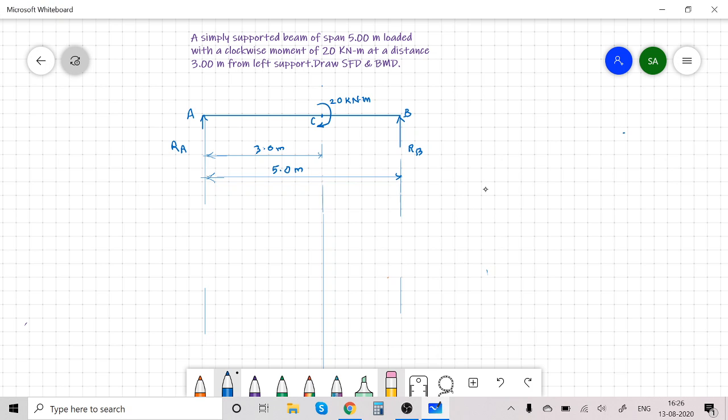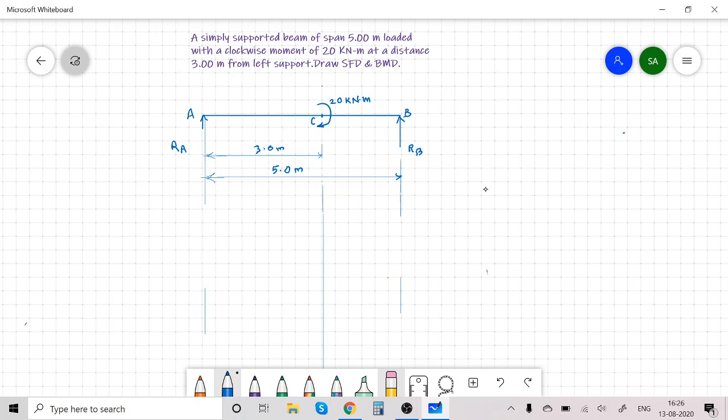Hello student, today we will see how to draw shear force and bending moment diagram for a beam, simply supported beam subjected to a moment or a couple. For that, let us consider this example.